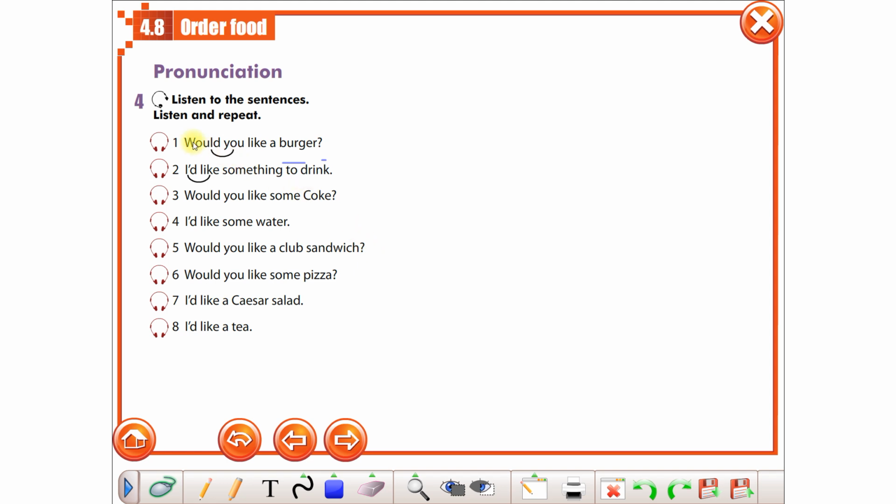Later we practice the use of Would you like a burger? Would you like a club sandwich? Remember that letter L, it's a silent letter. You don't pronounce it. And I'd like a tea. I'd like tea, that's the contraction.